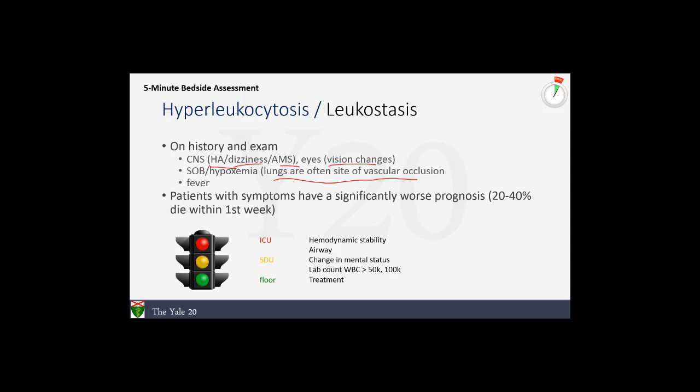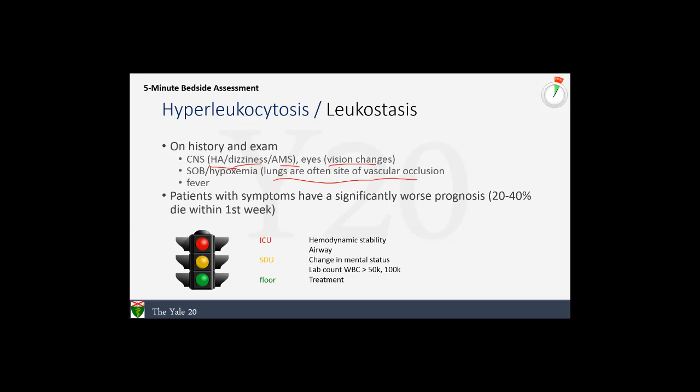When you're triaging them on your bedside assessments, you want to consider, again, hemodynamic stability, airway, change in mental status, if they're able to protect their airway or not. And then also lab counts, depending on your institution, if you have a white count above a certain threshold, that may be an automatic admission to either the ICU or the step down. And then depending on the treatment you use, it may require them to be in the ICU as well. Sometimes patients may just present with a very high white count and they may be totally asymptomatic.